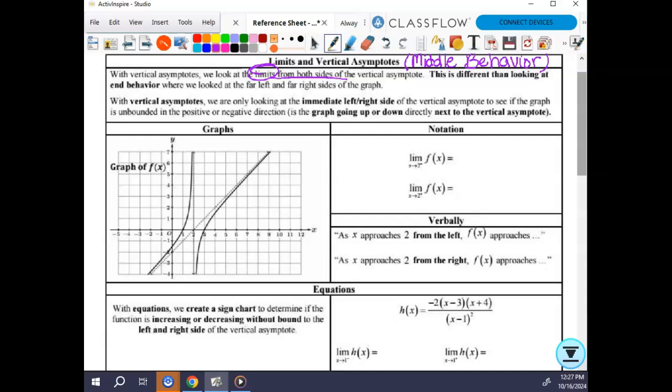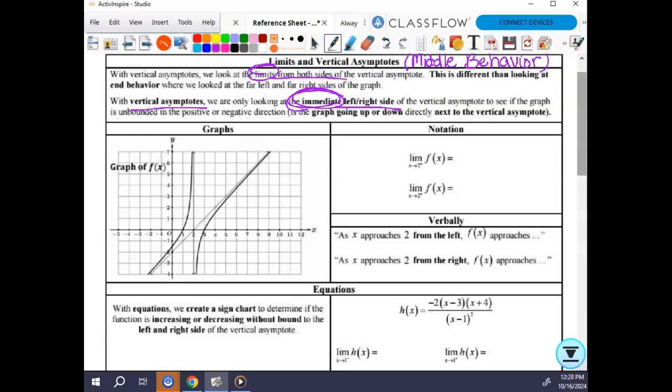So with vertical asymptotes, you're only looking at the immediate left and right side, meaning what's in its little neighborhood. We don't care what's happening out in the suburbs, just right there in that little neighborhood, to see if it's unbounded. And if you have a vertical asymptote, then you're going to the infinities no matter what. You're either going to positive or negative on either side of it. You've just got to figure out which way to go.